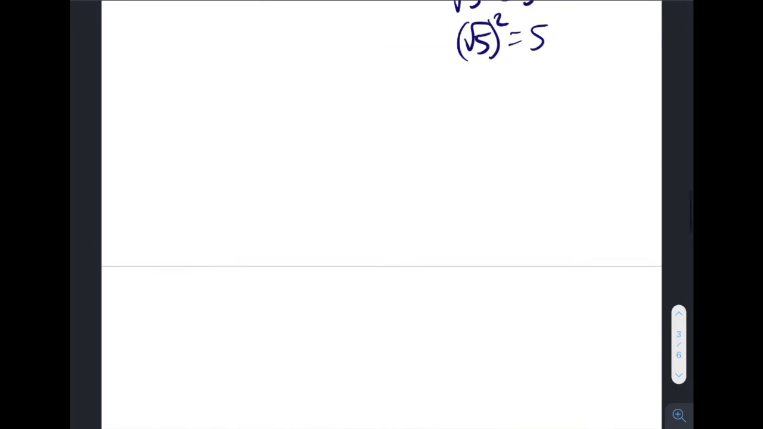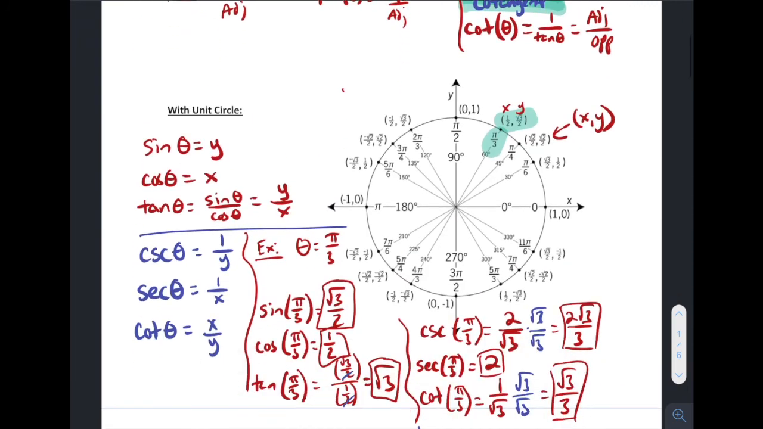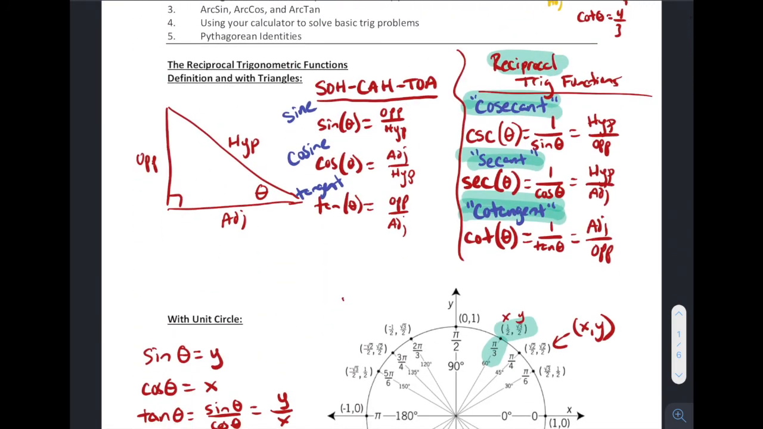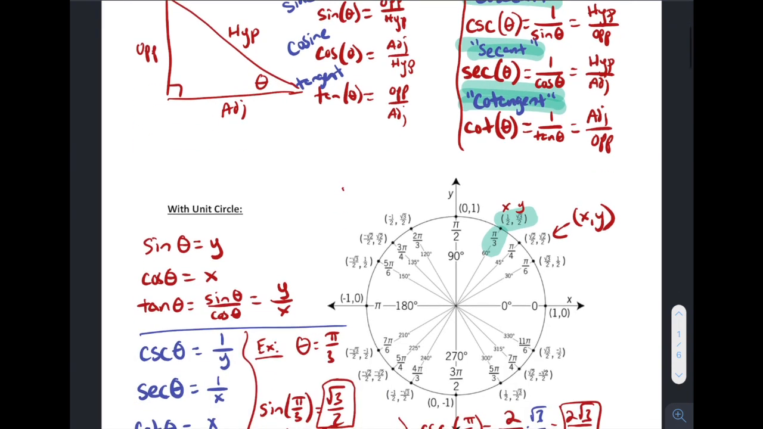If we think back to our reciprocal trig functions, we said that tangent is the opposite over adjacent, or that tangent was sine over cosine, and we also said that cotangent was the reciprocal of that. So one thing we can add, which we didn't explicitly talk about up here, is that cotangent of theta is the cosine over the sine. Again, it's the reciprocal of that.